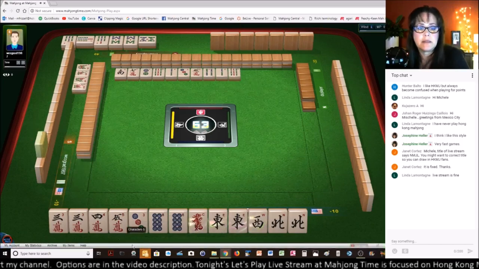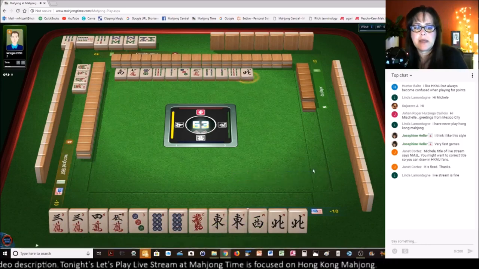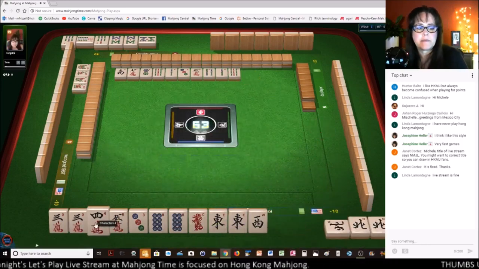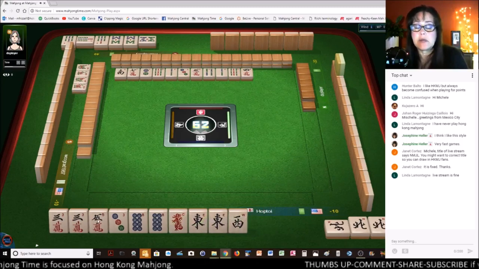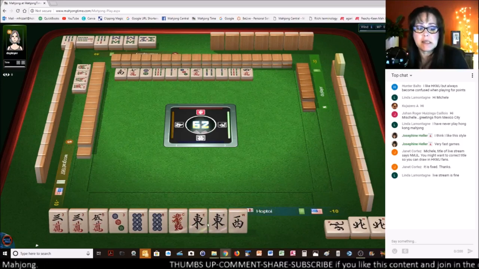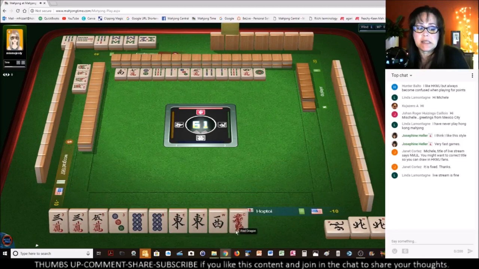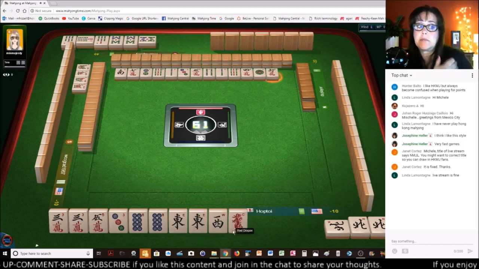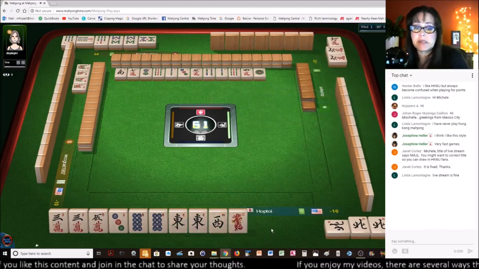9 bamboos. We'll get rid of north wind. Okay, we'll pung that. Pung. 4 characters. All we need is a pair, really. Otherwise, we're set. And we could always be waiting on a pair, in which case I probably should discard the red or the west because I do not want to be waiting on an honor unless we pair them up, because they could potentially bring score.